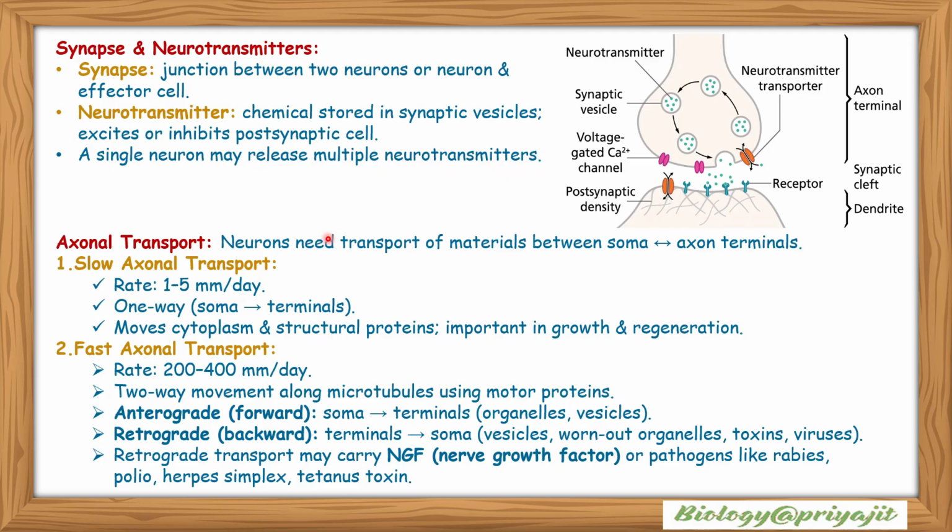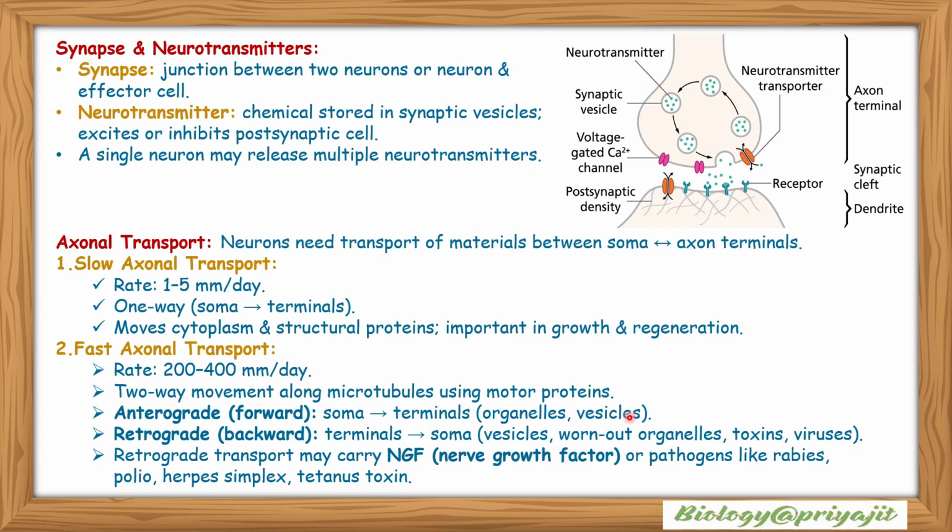So you need to know axonal transport. Neurons need transport of materials between the soma and axon terminals. Slow axonal transport has a rate of 1 to 5 millimeters per day, one way from the soma towards the terminals. It moves cytoplasm and structural protein, which is important in growth and regeneration. Fast axonal transport has a rate of 200 to 400 millimeters per day.